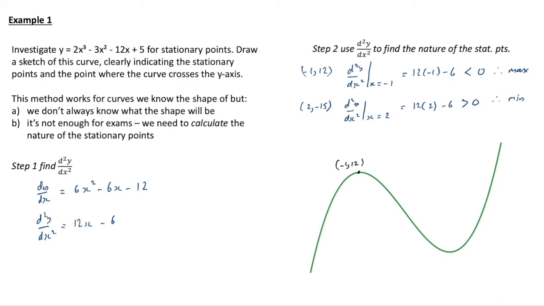We can then put the x value of 2 into the second derivative. This time we can see 12 2s are 24, take away 6, still going to be positive, so that's greater than 0, and therefore it's a minimum. You may prefer, by the way, to work out the final value of the second derivative to then establish it's less than or greater than or even equal to 0. That's absolutely fine, of course.